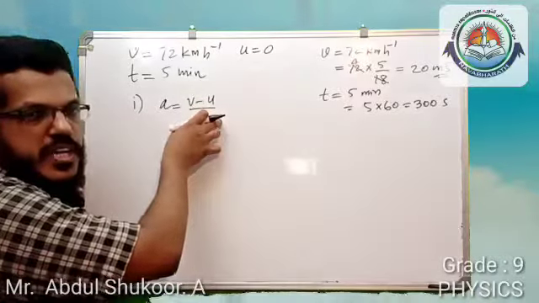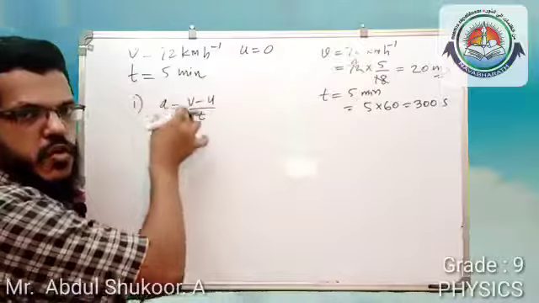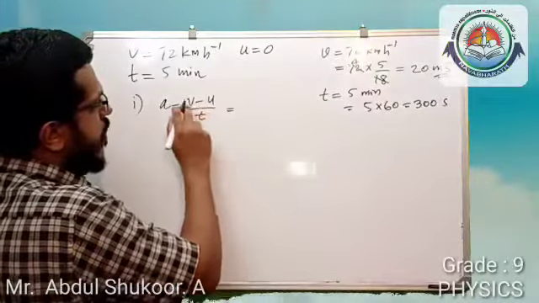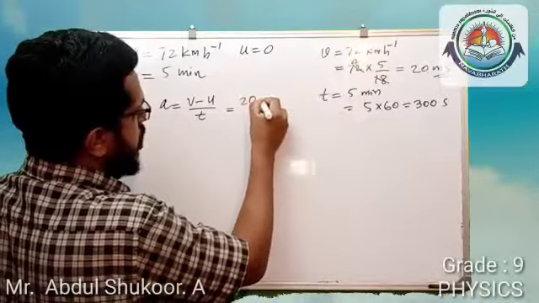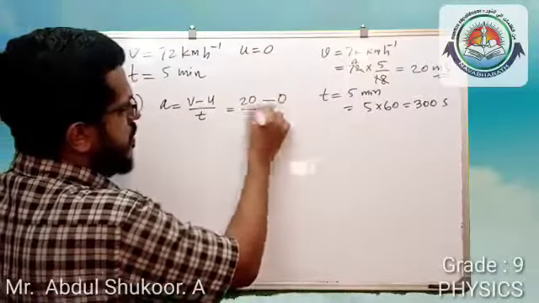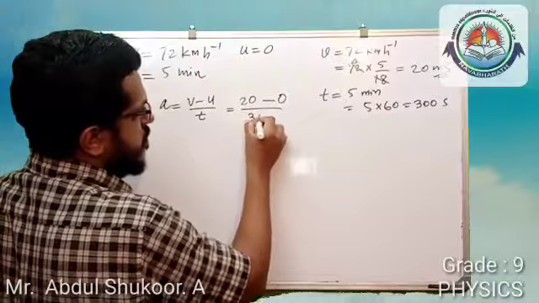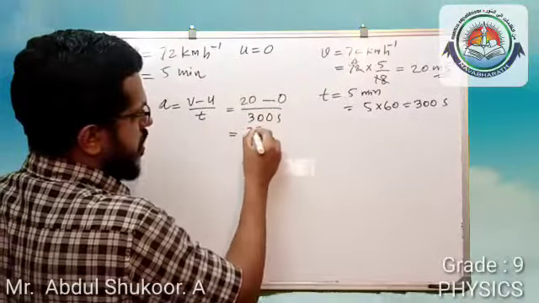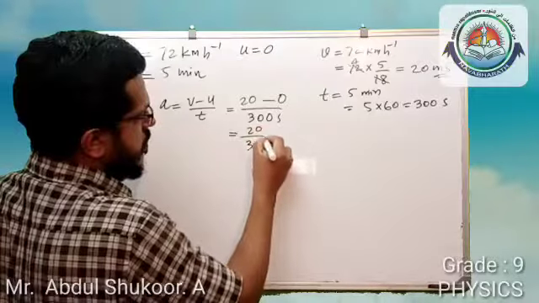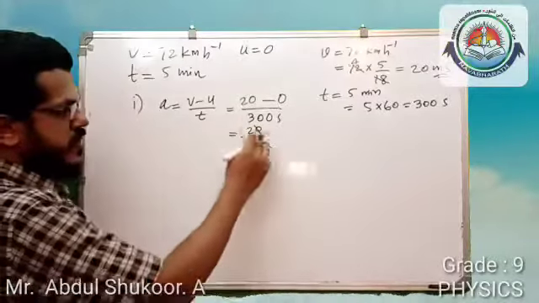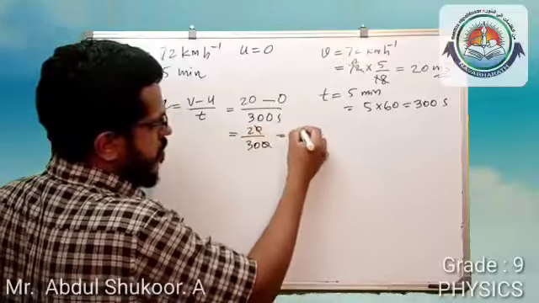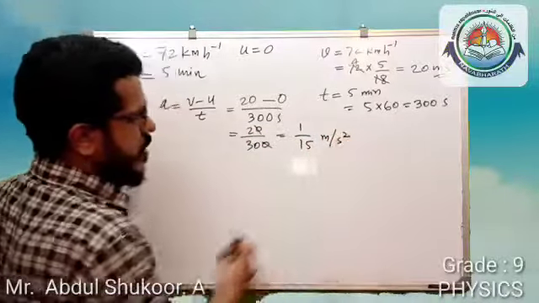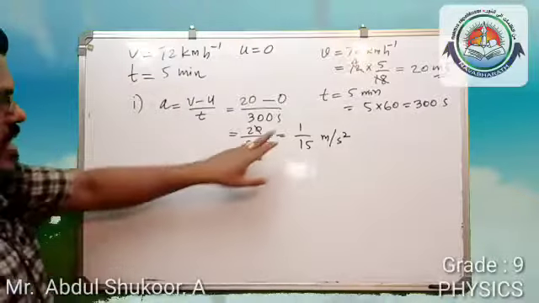This is the first equation of motion, v is equal to u plus at. If you rearrange the first equation, we get this equation: a is equal to (v minus u) by t. Then what is v? 20. What is u? 0. Divided by t, which is 300 seconds. Then what do we obtain? 20 divided by 300. If we cancel the zeros, we obtain 1 by 15 meter per second square, and this is the acceleration.